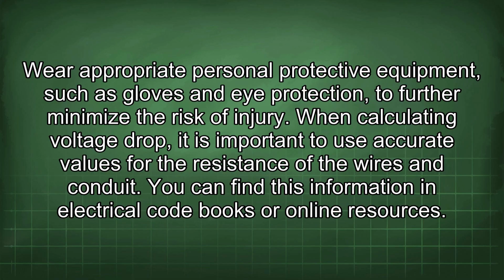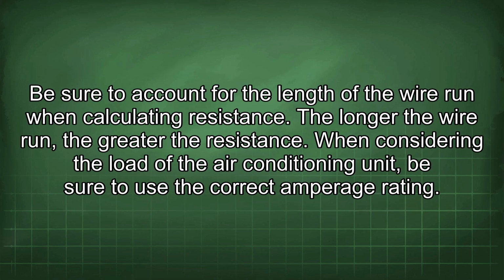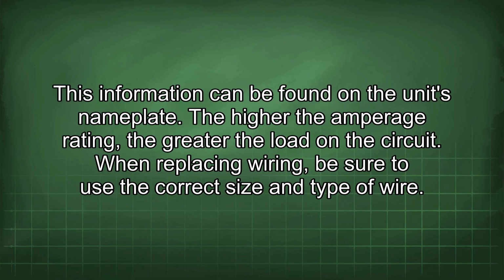When calculating voltage drop, it is important to use accurate values for the resistance of the wires and conduit. You can find this information in electrical code books or online resources. Be sure to account for the length of the wire run when calculating resistance. The longer the wire run, the greater the resistance. When considering the load of the air conditioning unit, be sure to use the correct amperage rating. This information can be found on the unit's nameplate. The higher the amperage rating, the greater the load in the circuit.